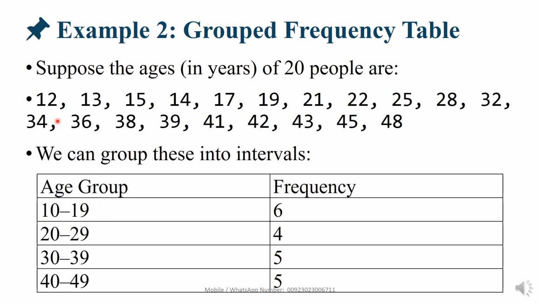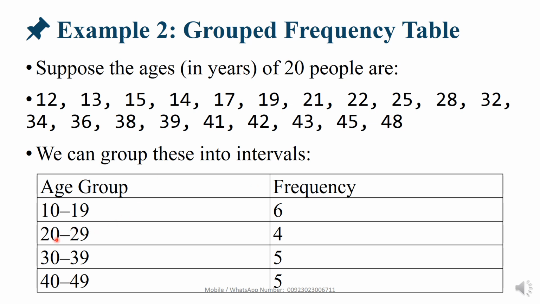Now we check all the numbers from 10 to 19. How many numbers are given? You can make a table with columns, and you write the values. For 10 to 19, you put the number of values in here, and you can see we get a total of 6.